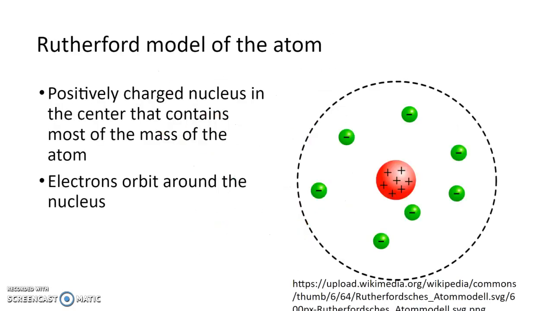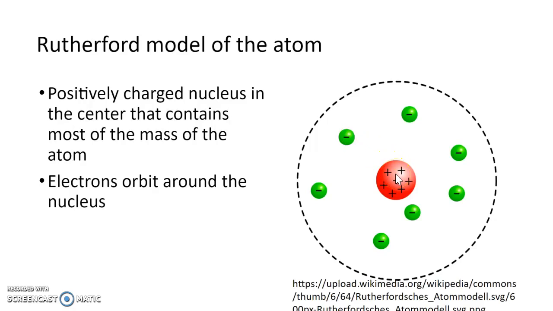So for the Rutherford model of the atom, what he ends up coming up with is this idea that there's a positively charged nucleus in the center of the atom that ends up containing most of the mass of the atom. He's saying the atom is mostly empty space, but there is this nucleus in the center. And then he also comes up with the idea that, well, there's got to be those electrons. I know that from Thomson's experiment, but those electrons must just orbit around the nucleus. No particular pattern, just they orbit around the nucleus.